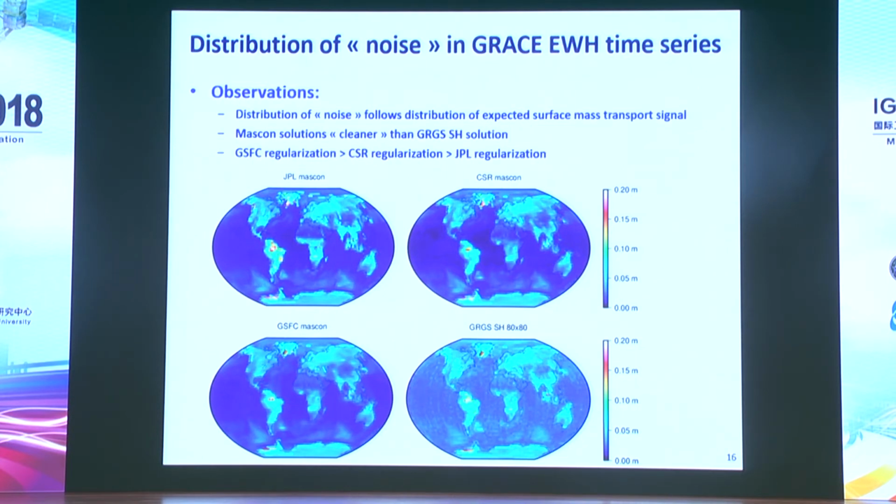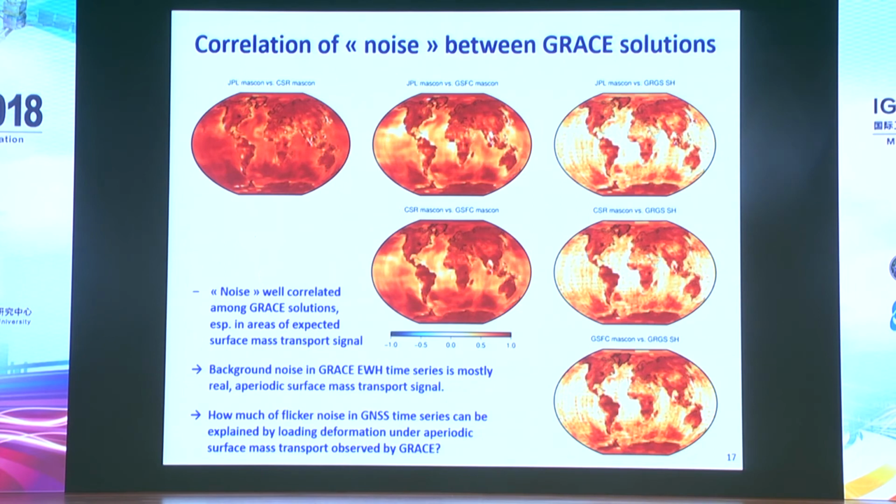So the first observation that can be made about these maps is that the distribution of the noise in GRACE EWH time series nicely follows the distribution of the expected surface mass transport signal. For instance, the ice melting zones and the major hydrological basins clearly stand out with higher levels of noise, while the tropical oceans and the desertic areas clearly have less noise. The second comment is that the 4 maps look pretty much alike, although there are differences, but which are not of importance to this presentation.